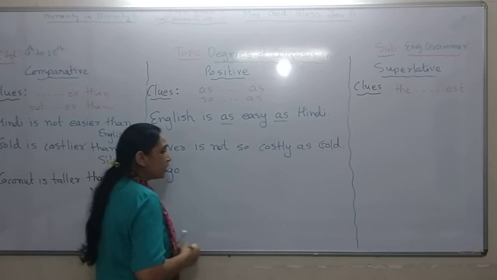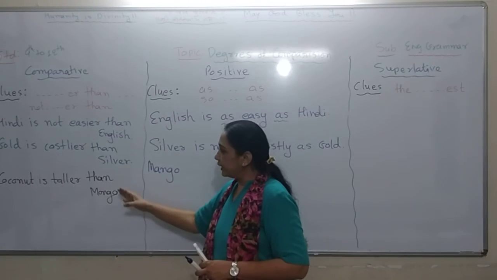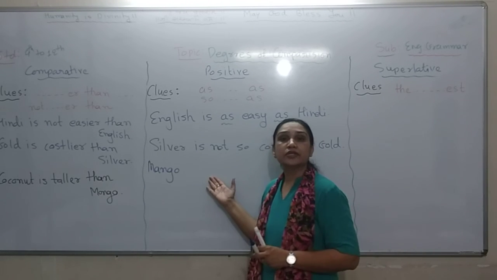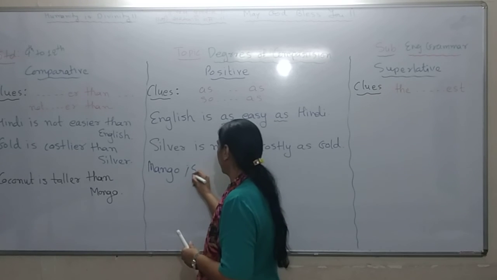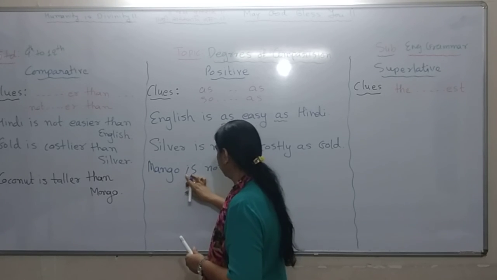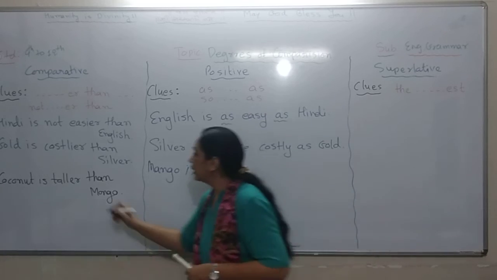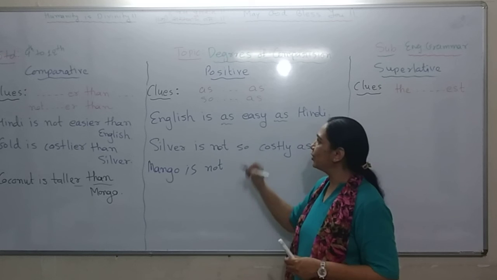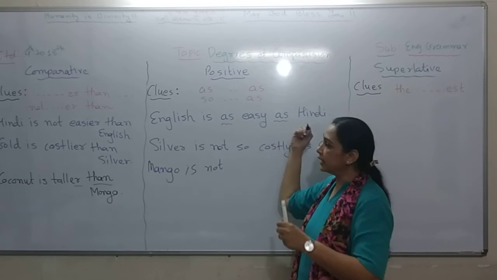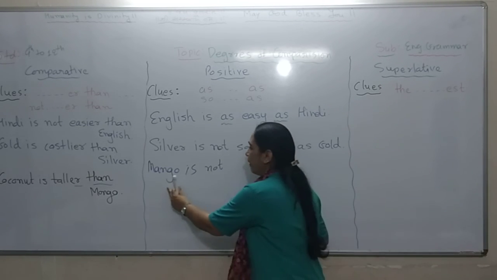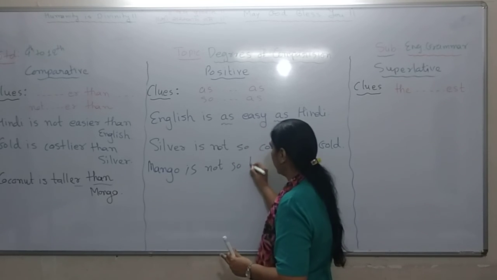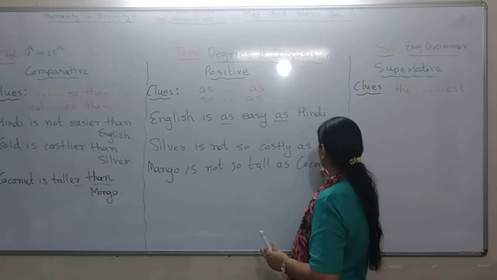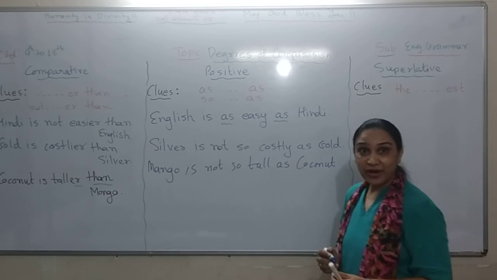Mango. Now see, in comparative degree, my sentence has an affirmative sense. I will make it negative. Is not. I will remove -er and then, which are related to comparative degree, and I will put "as... as" or "so... as" in my sentence. So, mango is not so tall as coconut. Is it fair? Is it okay?